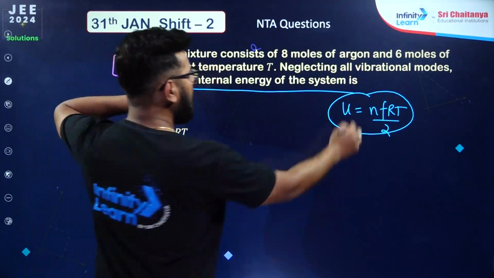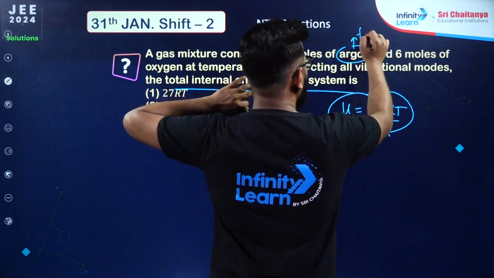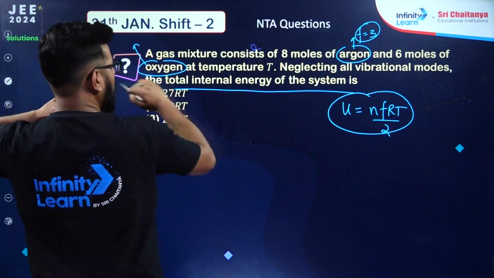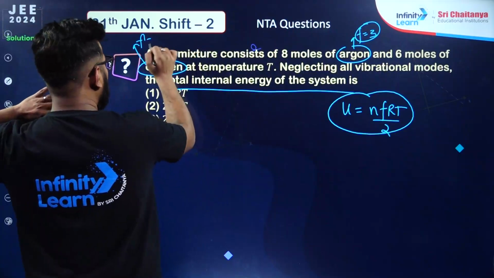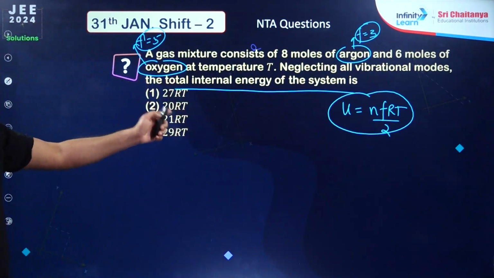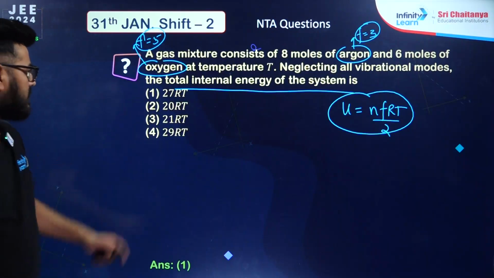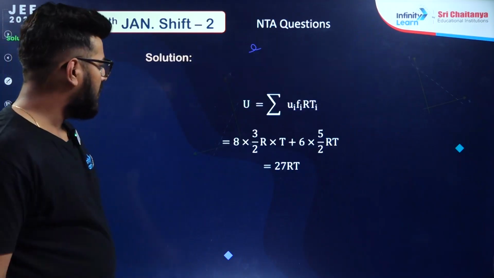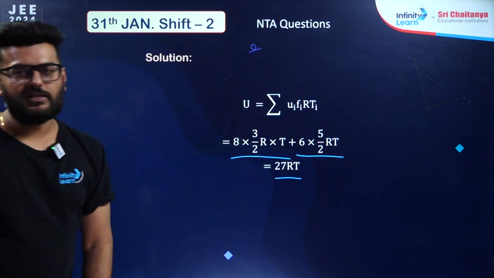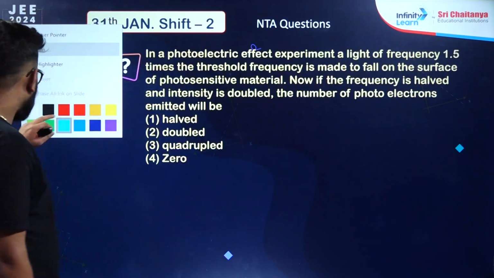So for argon, since it is monoatomic, the degree of freedom will be 3, and for oxygen, since it is diatomic and all vibrational modes have to be neglected, the degree of freedom is 5. Based on that, you can just place it over here and the number of moles are given. You can very easily find out the answer. Answer is option number 1, that is 27 RT. As you can see, it's simple, nFRT by 2. 27 RT is the correct answer. Simple question. Moving ahead to the next one.